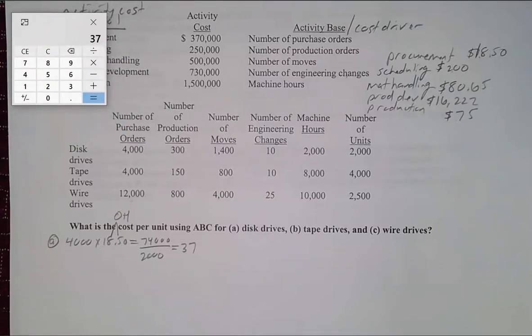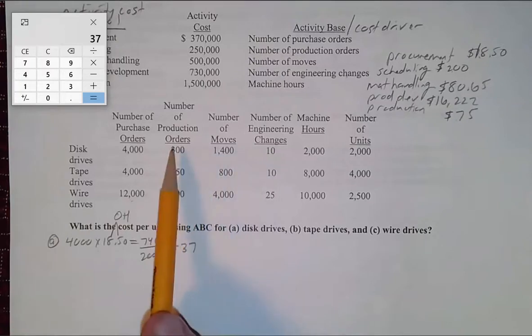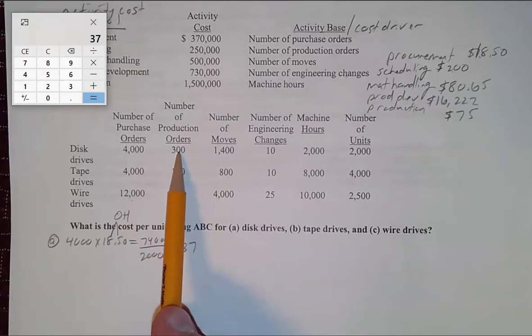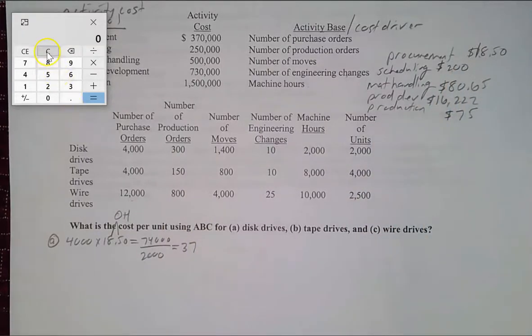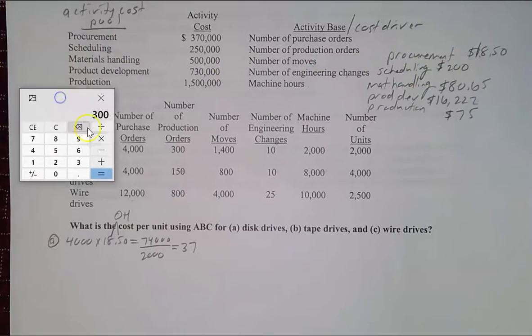We also need to look at the number of production orders, and we had 300 of those, and we're going to use this rate right here. So I'm going to clear this out. I'm going to say for disk drives we had 300 production orders times a $200 rate. This is for scheduling. Okay. Times 200. That's going to give us 60,000, and we're going to divide this 60,000 by the same 2,000.